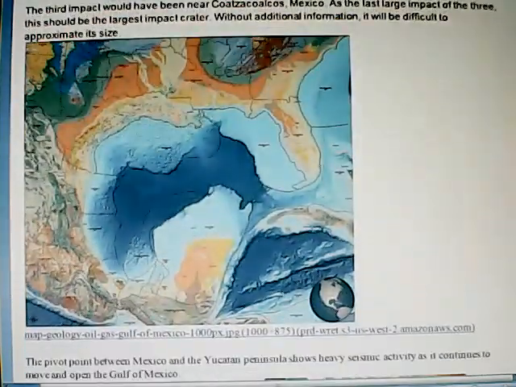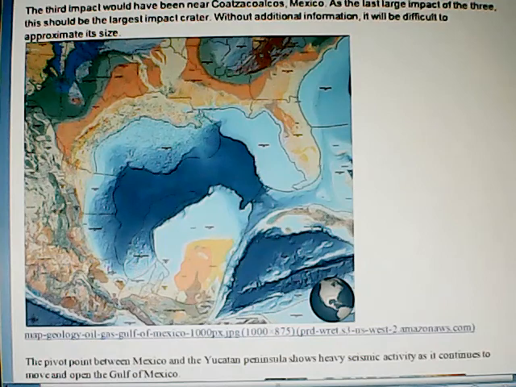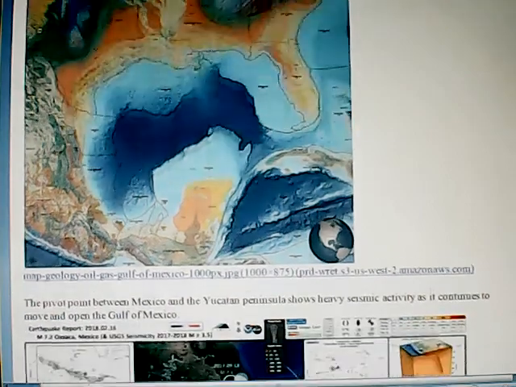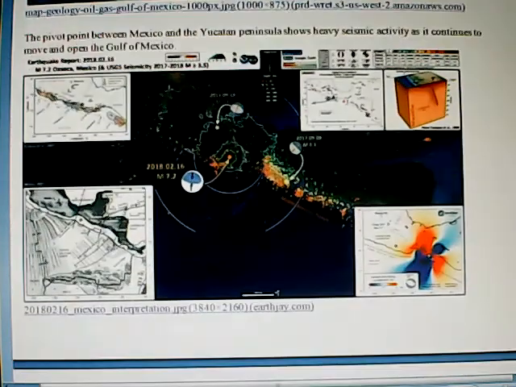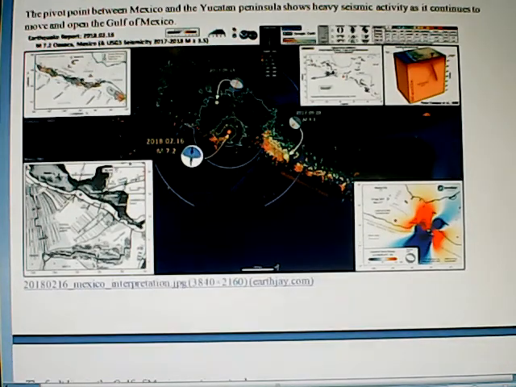Third impact would have been down in Mexico, part of the dogleg somewhere here. As the largest of the three, this should be the largest impact crater, and without some kind of additional information, there's no way I can approximate the size. Need either magnetic anomaly or maybe on the ground testing to see where we have broken rocks and spherules or any number of things.